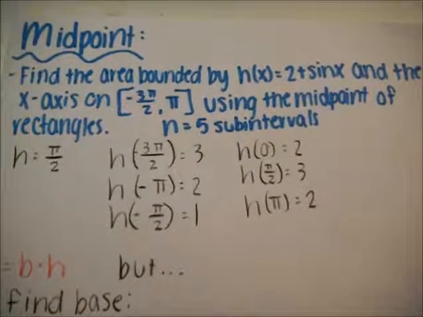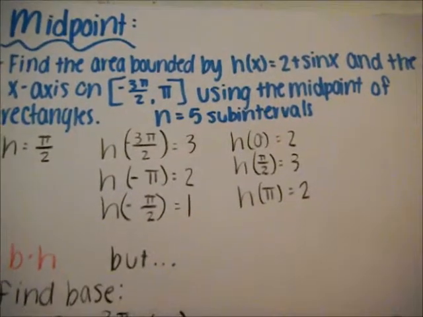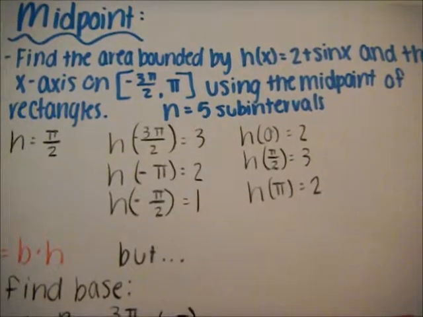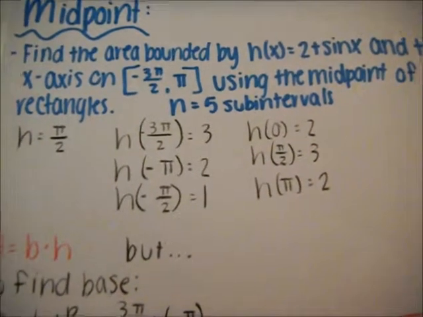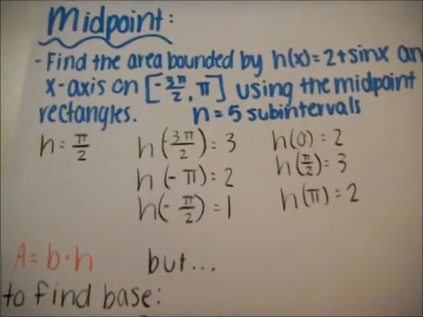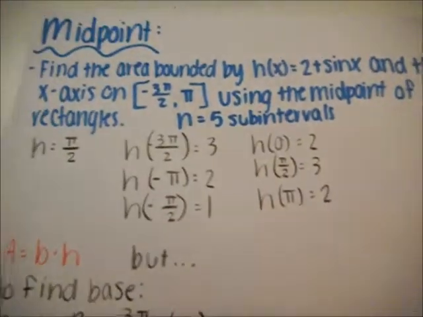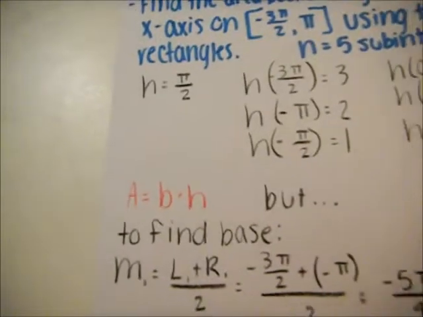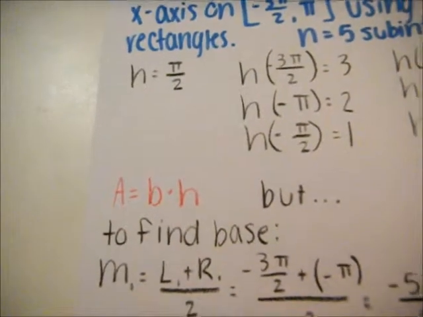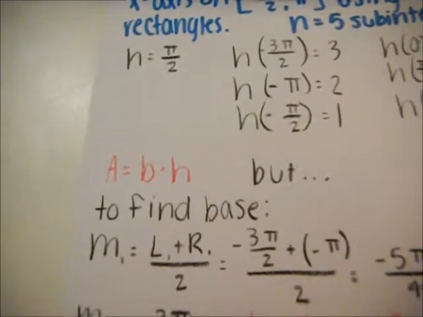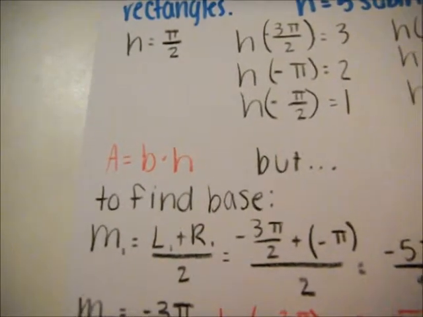Find the area bounded by h of x equals 2 plus sine of x and the x-axis on the closed interval from negative 3 pi over 2 to pi using the midpoint of rectangles with 5 subintervals. So the height equals pi over 2 is the same, and all of these values are the same from the previous problem. Area equals base times height is still what we're using, but first we must find the base, which, since we're using the midpoint, we have to find the midpoint of the base.